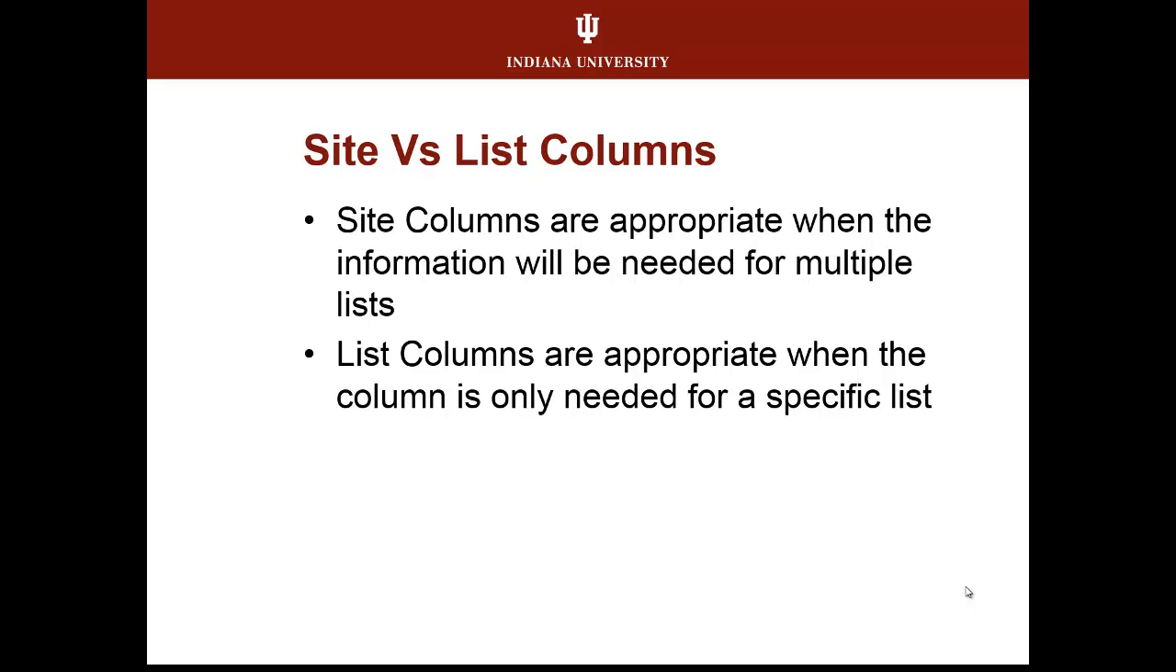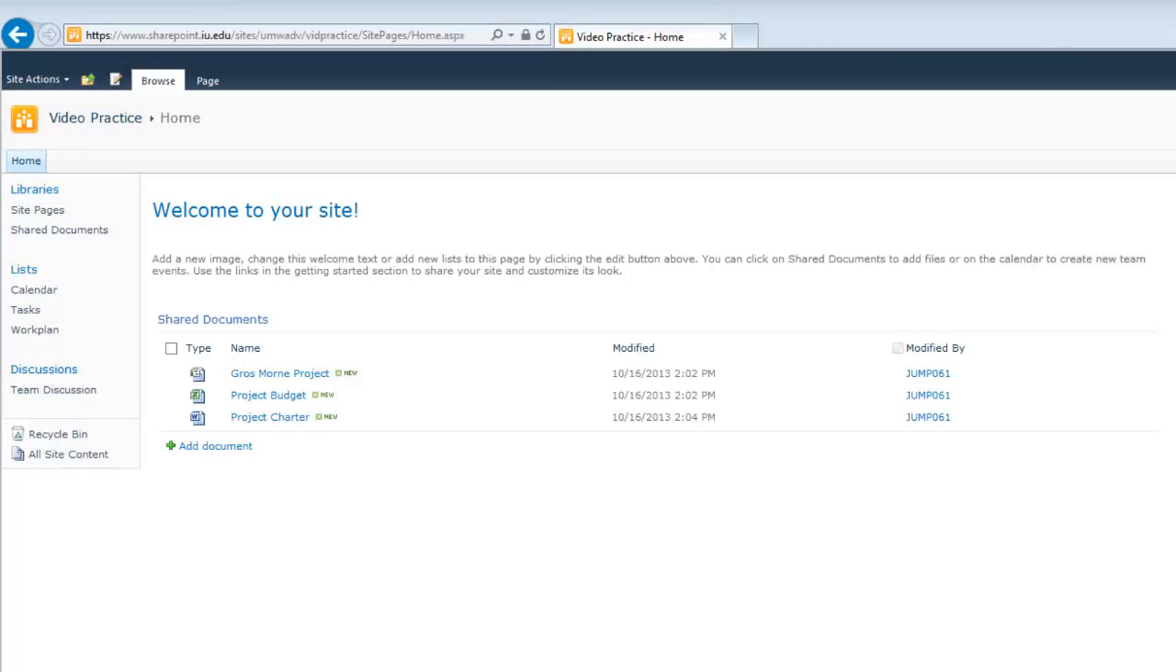But let's go ahead and take a look at some examples of site and list columns. All right, let's talk about columns. We've seen a lot of columns already, but we really want to dig in and see how these columns can help us create our SharePoint site. I'm looking at the book right now. I'm on page 110 if you want to follow along.